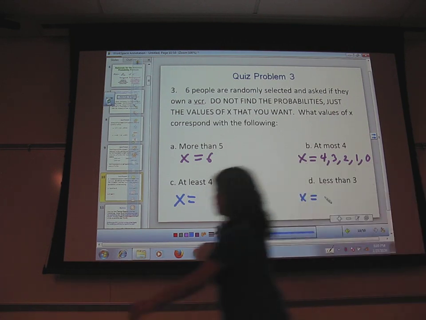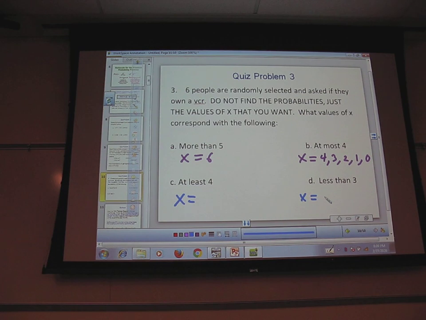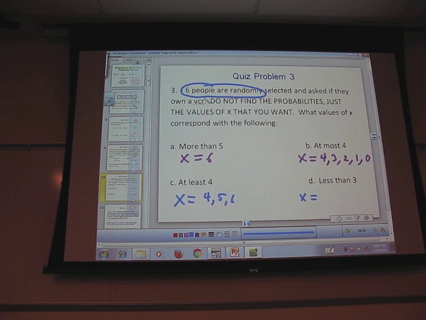So what numbers are those? 4, 5, and 6. Great. Why do we stop at 6? Because that's the most of all. Yeah, because that's how many people we picked. We randomly picked 6 people. That's our n.